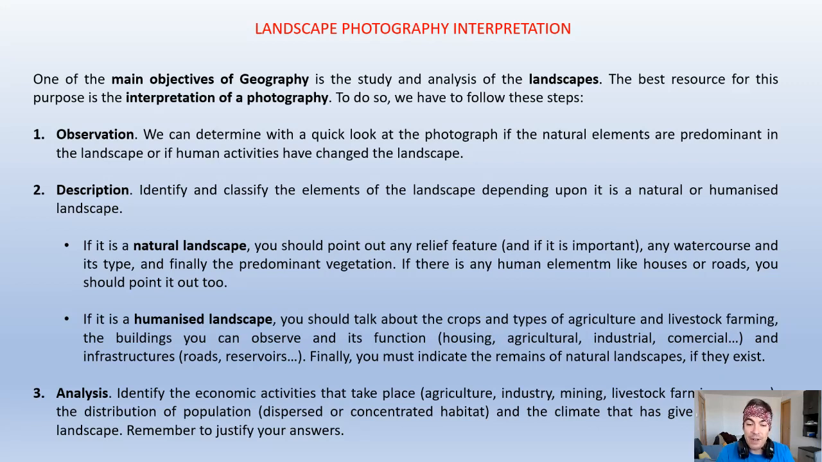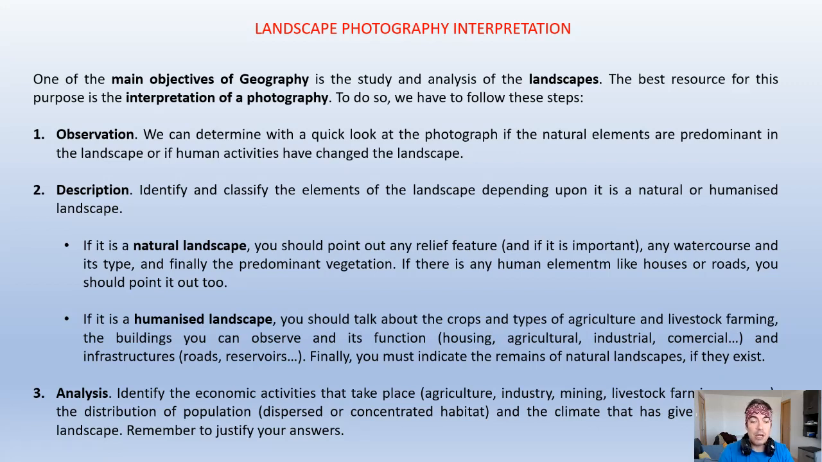You have to identify the economic activities that take place in this landscape: agriculture, industry, mining, livestock farming, no activity at all. How the population is distributed, if it is dispersed, like small populations far from each other, or it's a concentrated habitat, for example, a city. And finally, the climate that has given rise to the landscape.